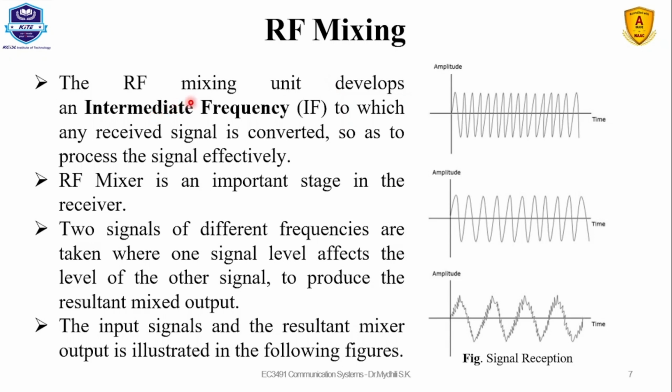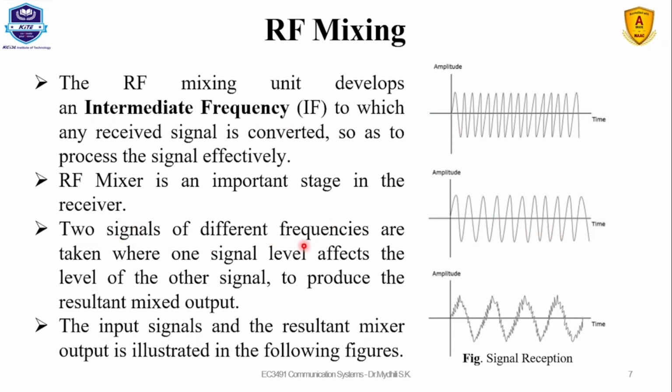When we consider RF mixing, RF stands for radio frequency. The radio frequency signal is the input signal, which is mixed with another signal and produces the signal reception. The RF mixing unit develops an intermediate frequency to which any received signal is converted, so as to process the signal effectively. So the RF mixer is an important stage in the receiver because it has to produce the intermediate frequency by which the channel is taken care of.